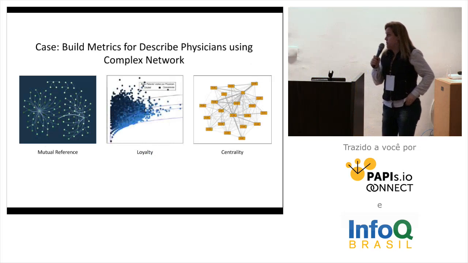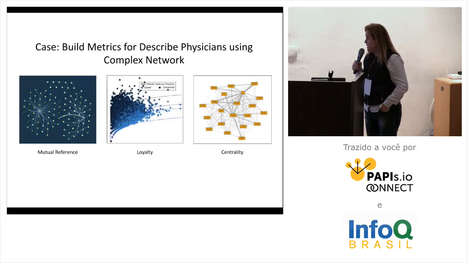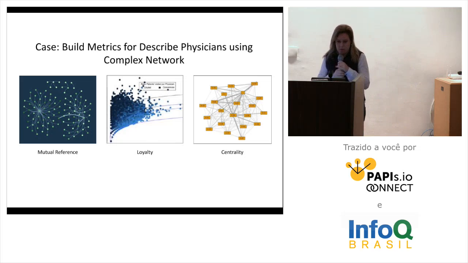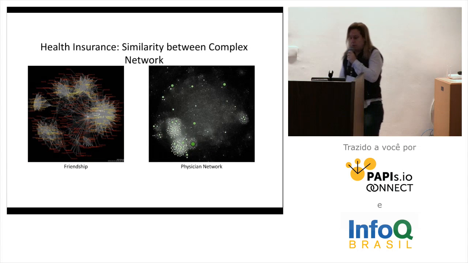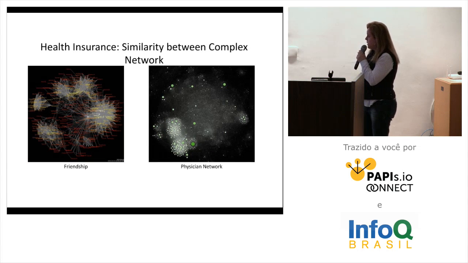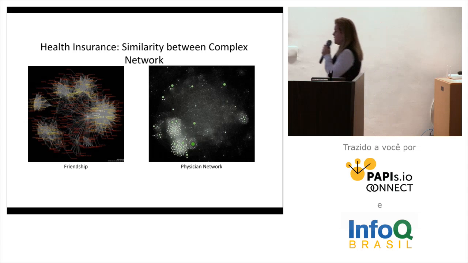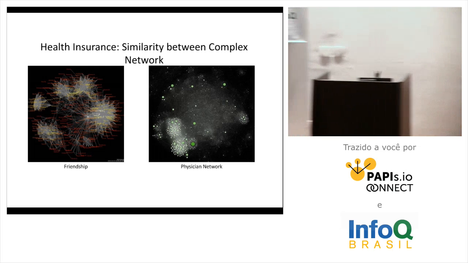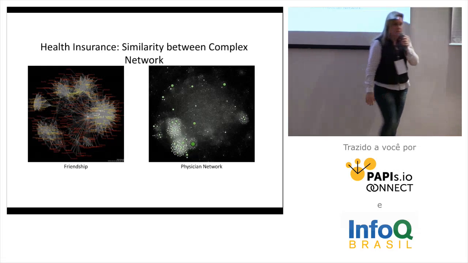We create some metrics, but the three that I will highlight here are the mutual reference, the loyalty, and the centrality. So our case is to build metrics to describe physicians using complex networks. So just to have an idea, this is the plot of our physician network. So we have the degree, the size of the dots is the degree. So if you look, this is a very nice visualization, but you cannot extract anything from there, but it's very close to a friendship network.